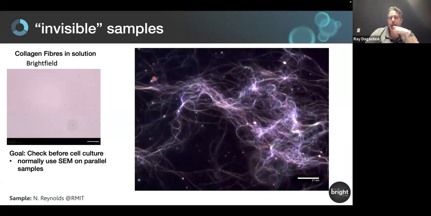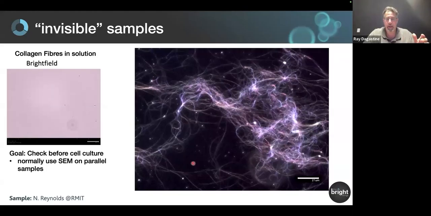Now, another example, for a more natural fiber: these are collagen fibers. I'll admit that's not a great bright field image, but this is the Halo image where those individual filaments are about 200 to 300 nanometers, and this is just collagen in water spread on a slide.